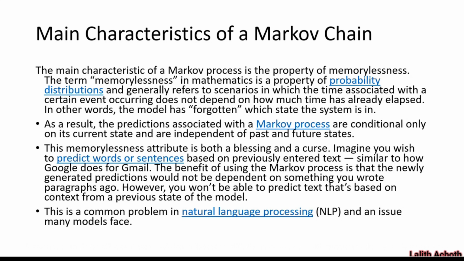The memorylessness attribute is both a blessing and a curse. Imagine you wish to predict the words of a sentence based on the previously entered words, similar to how Google does it in email. The benefit of using the Markov process is that the newly generated predictions would not depend on something you wrote paragraphs ago, but on what you wrote recently. However, you won't be able to predict text that is based on context from a previous state. This is a common problem in natural language processing, and an issue that many models face.